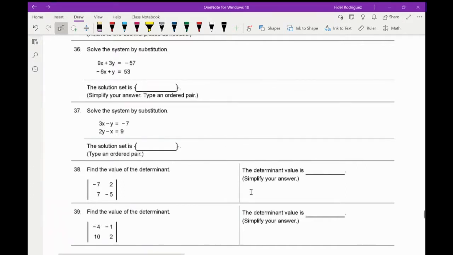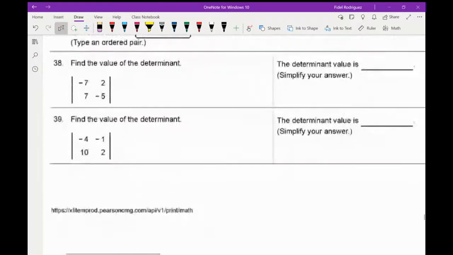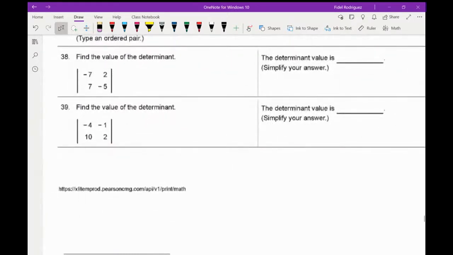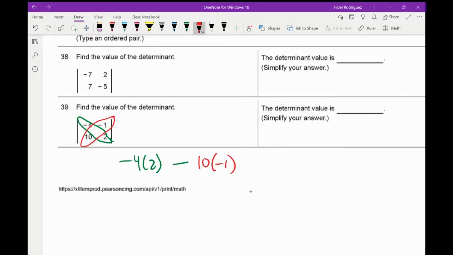38, yes, let's do 38. Okay, so the way we're going to find the determinant. So guys, the nice thing about these problems here is that I kept it to 2 by 2, so it should be easier to do the determinant. When we do the determinant, we're going to multiply these numbers along the diagonal. So -4 times 2, and then we're going to subtract when we multiply these numbers here, which is 10 times -1. So -4 times 2 is a -8. And then this right here is going to become a +10. So that should give me a 2.